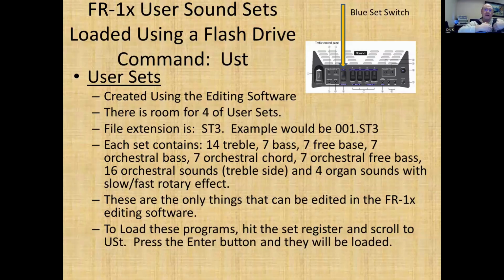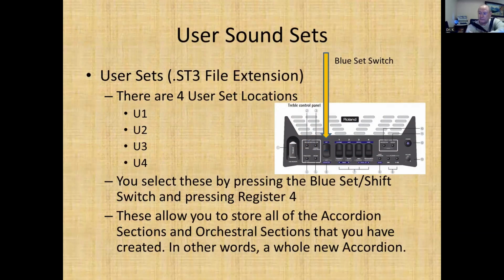You are then loading it into the FR-1x. The file extension is ST3, and you have places for 4. They will be U1, U2, U3, U4. You get to those by pressing the blue set switch and then register 4. Register 4 is where the 4 user sets are stored. Registers 1, 2, and 3 are preloaded and you cannot change those.